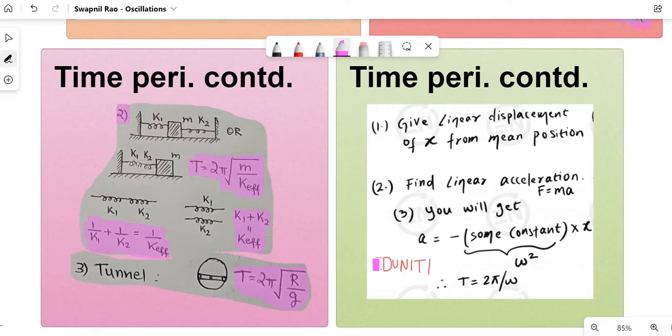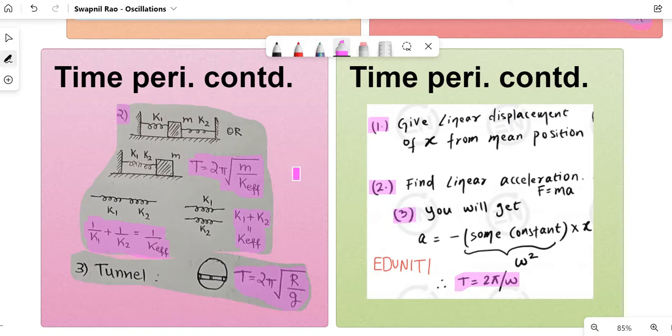However, I've taken this from the EduNity channel on how to calculate the time period in any given case. You have to solve sums to understand, but anyways the steps are written. Step number 1: give linear displacement of x from mean position. Step number 2: find linear acceleration. F is equal to ma, and then you will get a is equal to minus some constant times x. Then you take this constant as omega square and replace it in T is equal to 2 pi by omega. So you can solve sums to understand it.